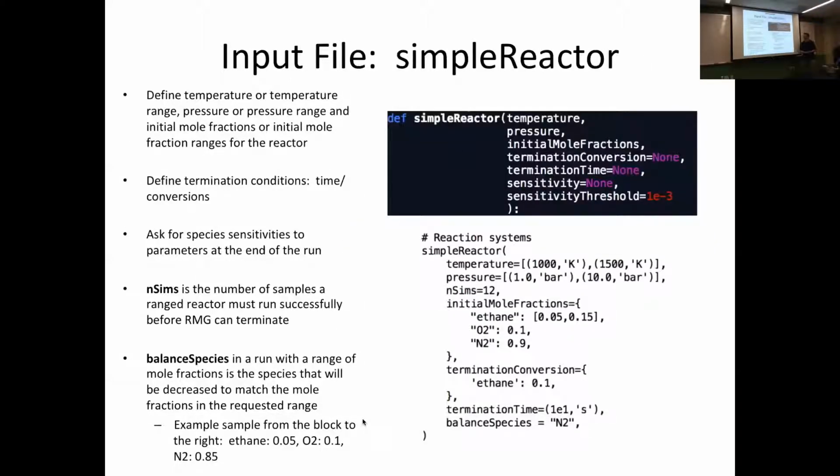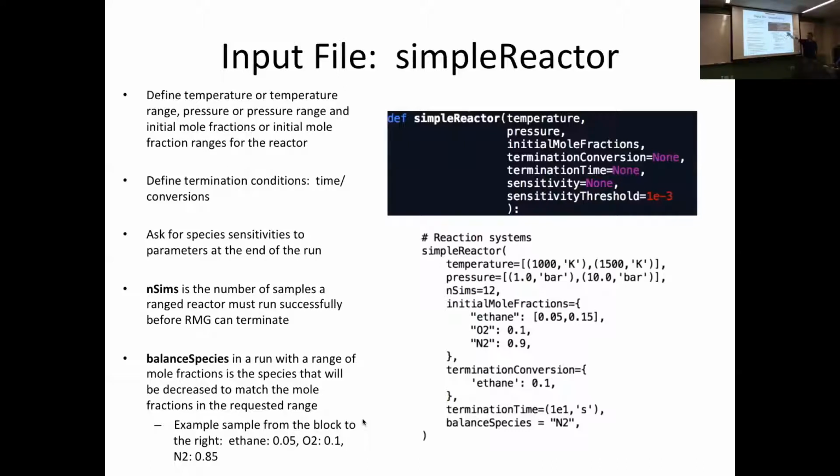Okay, so now the reactor block. We'll start with the simple reactor. What this lets you define is temperature, pressure, and the initial mole fractions. You can also define all of these in ranges, like this here. And it also lets you define termination conditions, which I'm going to talk about in a second.